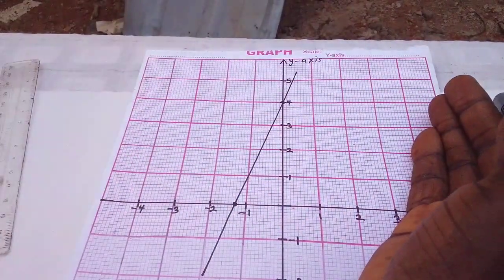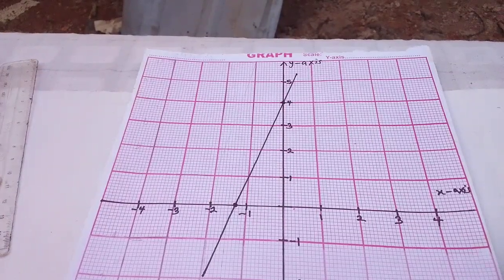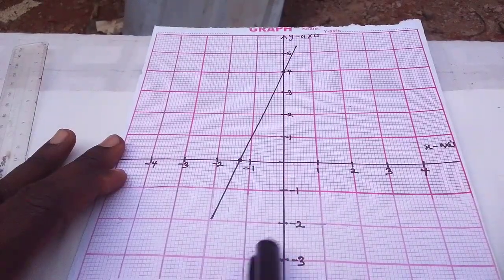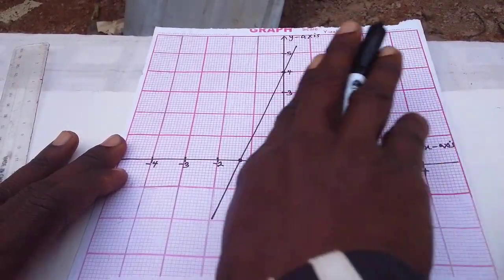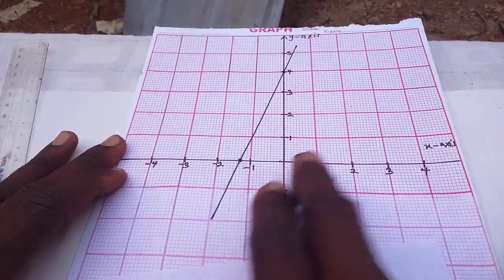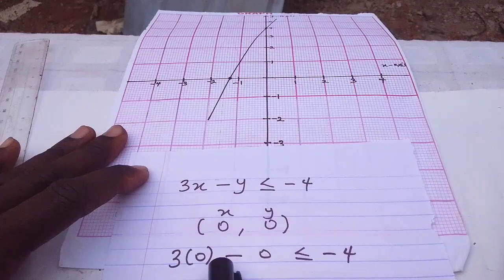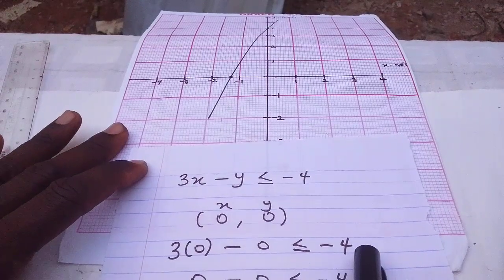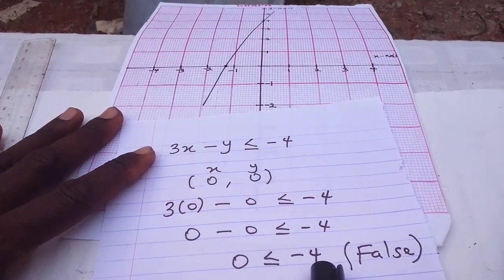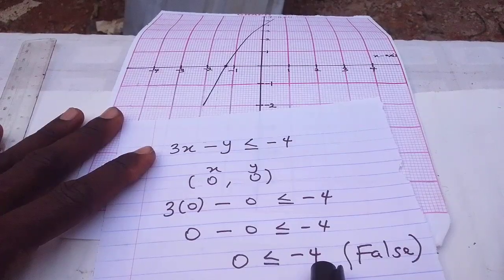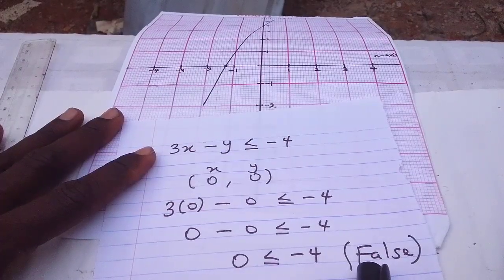Now, to determine where we are going to shade, we pick the point x is 0, y is 0 from the lower part of this line. So let's substitute x is 0, y is 0. This gives 3 times 0 minus 0 is less than or equal to minus 4. Then that will give us 0 less than or equal to minus 4. Is it true that 0 is less than minus 4? No. Realize that 0 is greater than minus 4. So because of that, this statement is false.